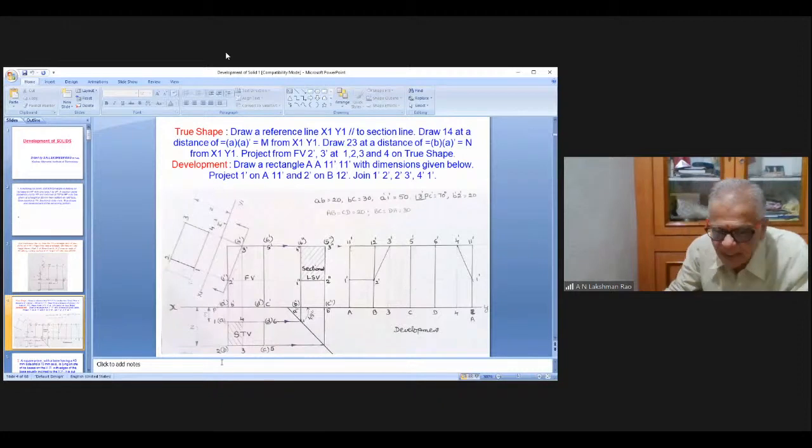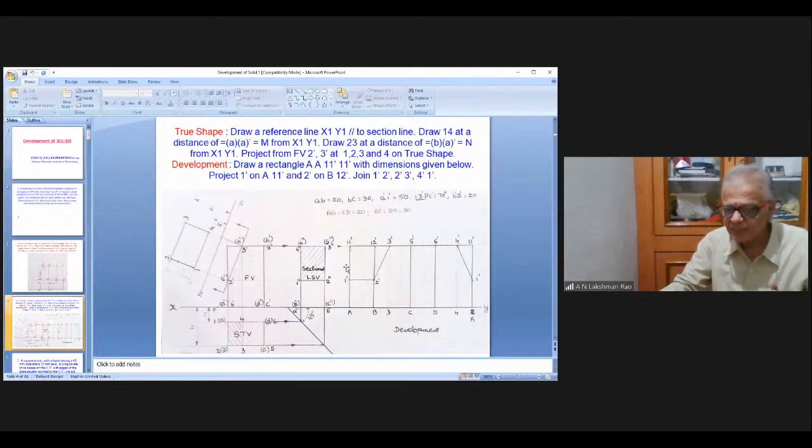Now, how to get this 3 and 4? Measure 2, 3, this distance. Measure 2, 3, mark here 2 dash, 3 dash. Measure 4, 1, mark 4, 1. Care should be taken, dear students. 4 is to the left of 1, and 3 is to the right of 2. These points you should take care. Then join them. This portion has been cut off, and this triangle has been cut off. Now, this is the development of this.